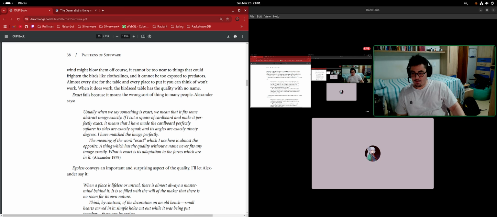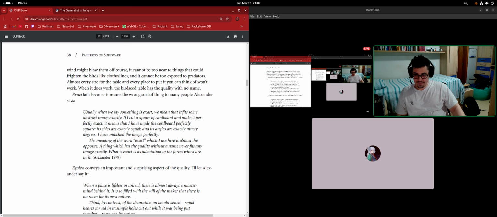Usually when people say something is exact, we mean that it fits some abstract image exactly. If I cut a square of cardboard and make it perfectly exact, it means that I have made the cardboard perfectly square. Its sides are exactly equal, and its angles are exactly 90 degrees. The meaning of the word exact, which I use here, is almost the opposite. A thing that has the quality of a name never fits any image exactly. What is exact is its adaptation to the forces which are in it.